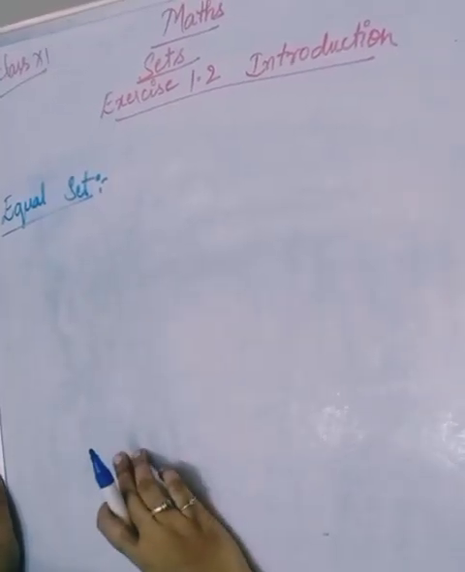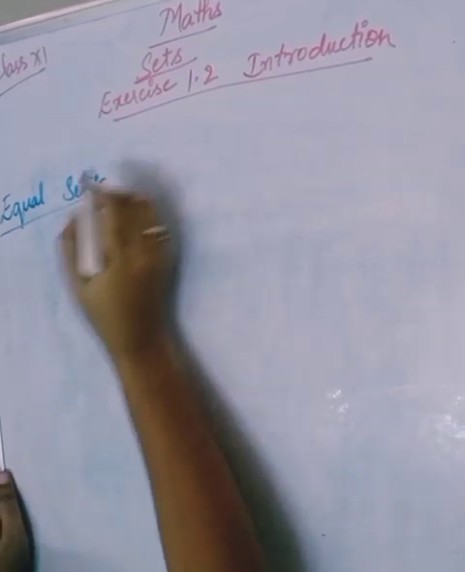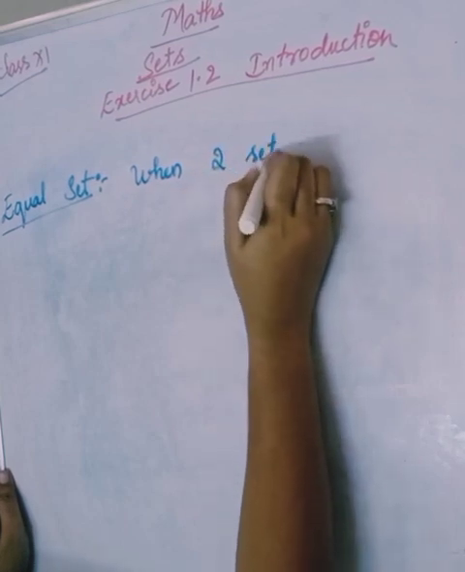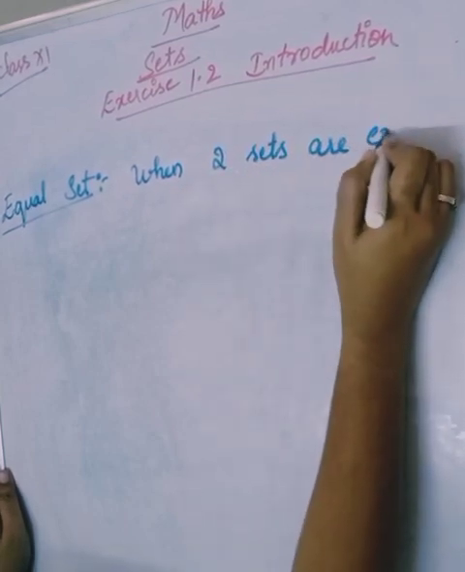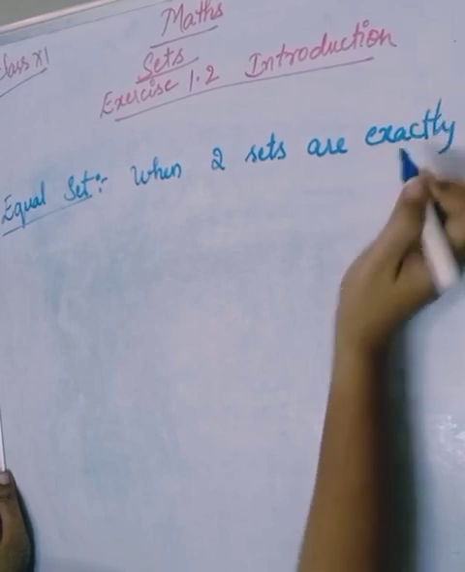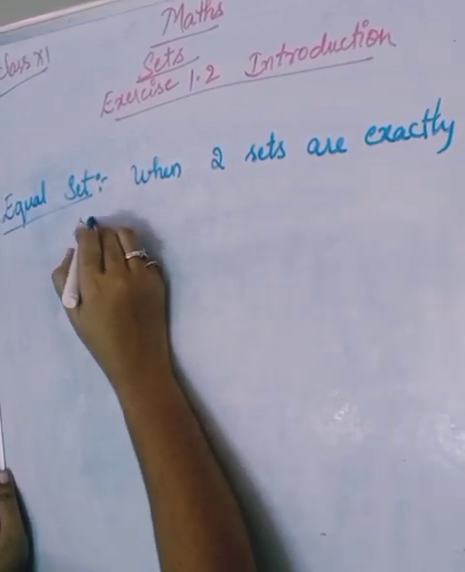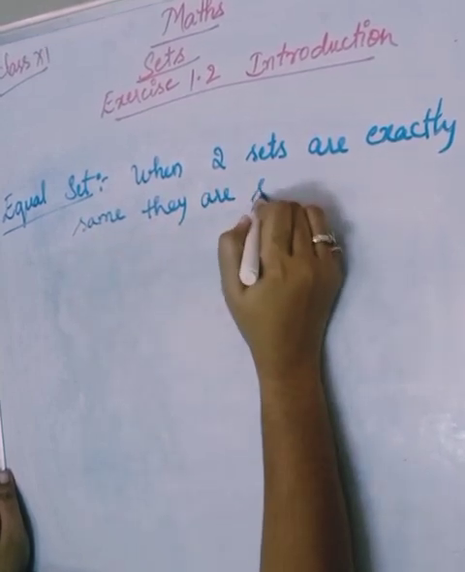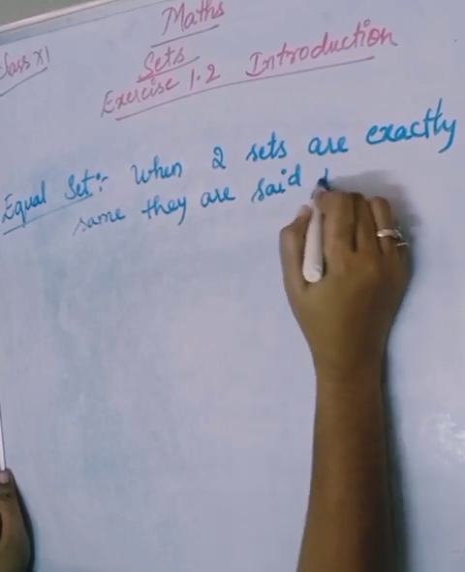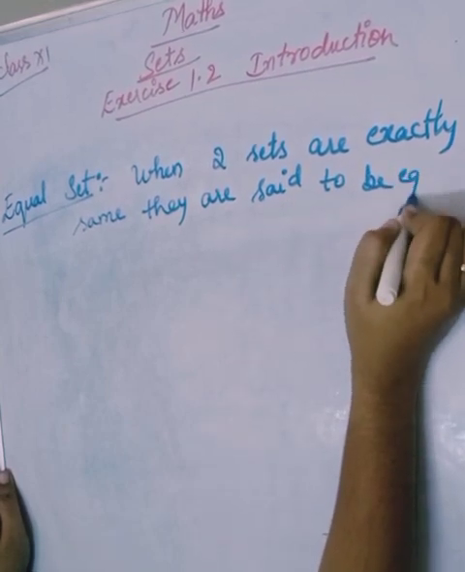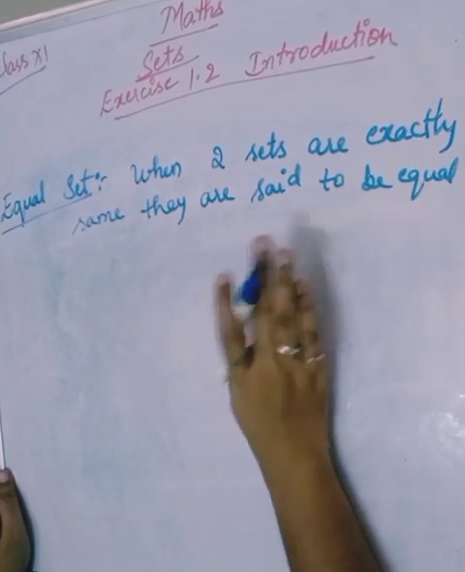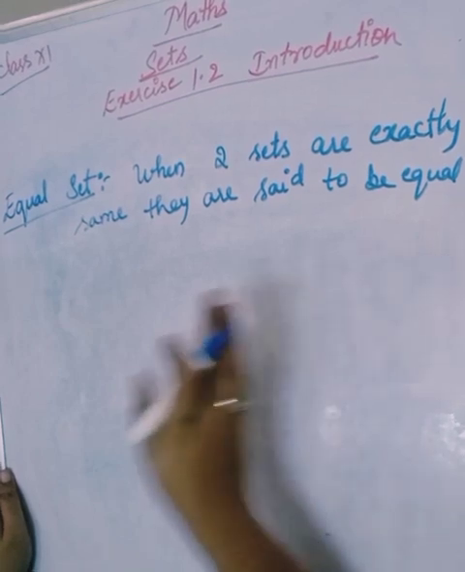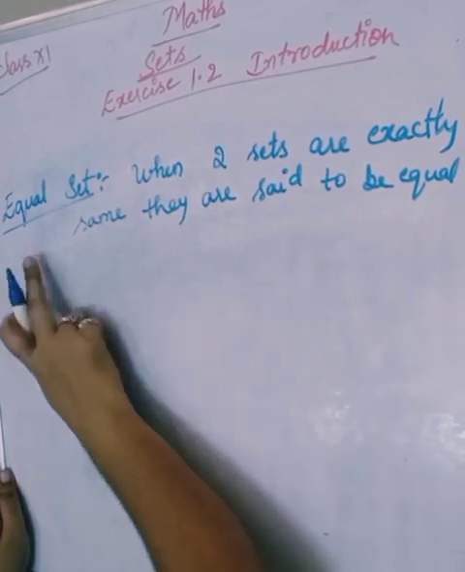Next one, equal sets. Equal sets means when two sets are exactly the same. Not even one element can be missing. Exactly the same, they are said to be equal. That means if two sets are equal to each other, they have the exact same elements that we have in both the sets. Then only we'll say it's an equal set.